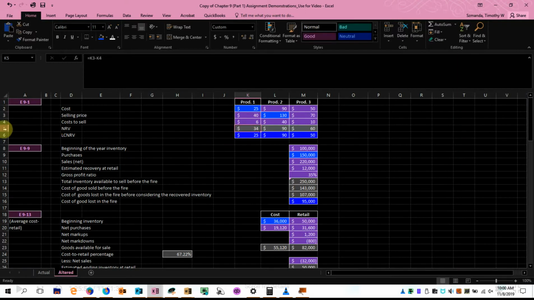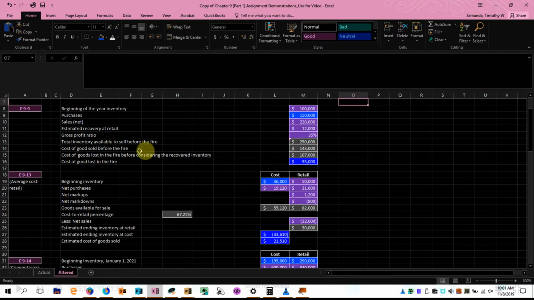Once we have our net realizable value, then we're going to compare that to the cost. Take the lesser of the two. So we paid 25. Our net realizable value is 34. The lesser of the two is 25. And just repeat that process for products 2 and product 3.